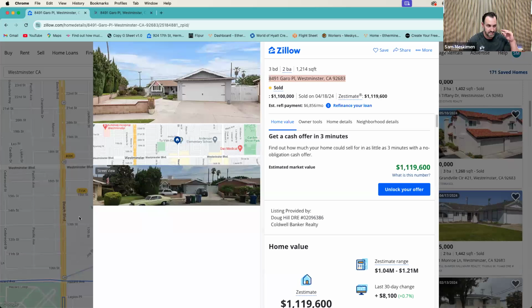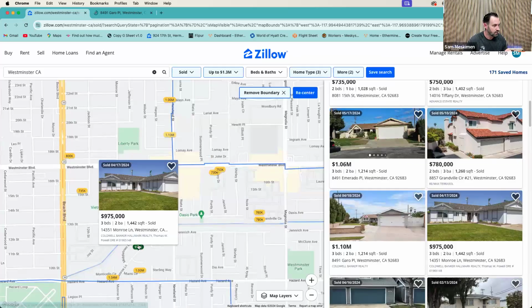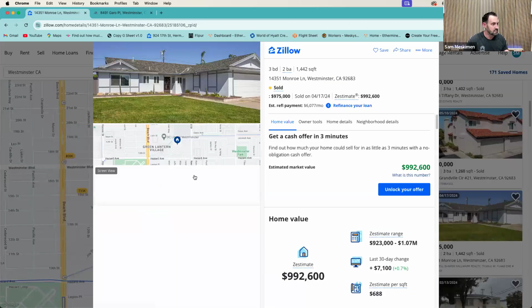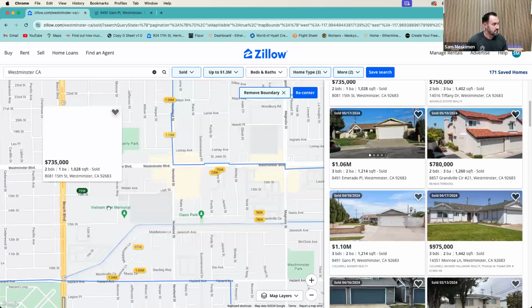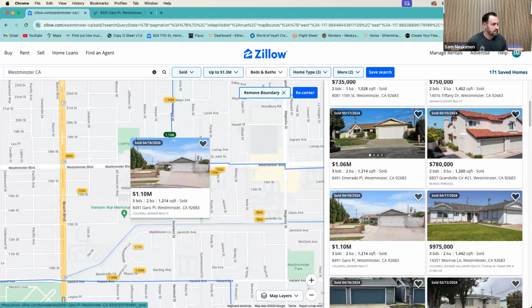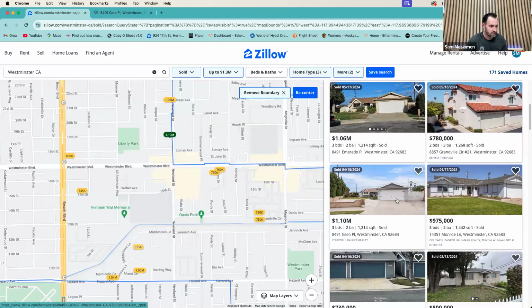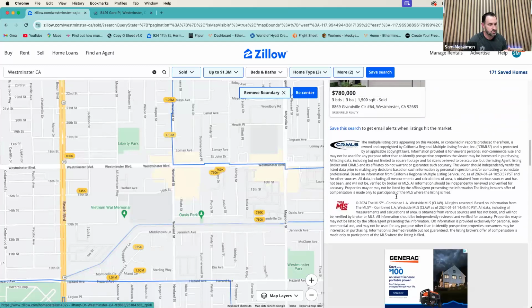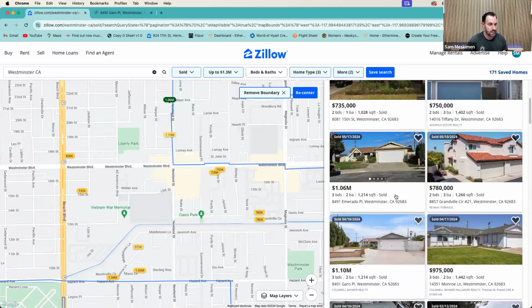So 1.1 is kind of my standard right now. I'll look around a little bit more, see what else is selling, and see if I can find anything else. And I can use these pictures over here that have sold recently for that price.